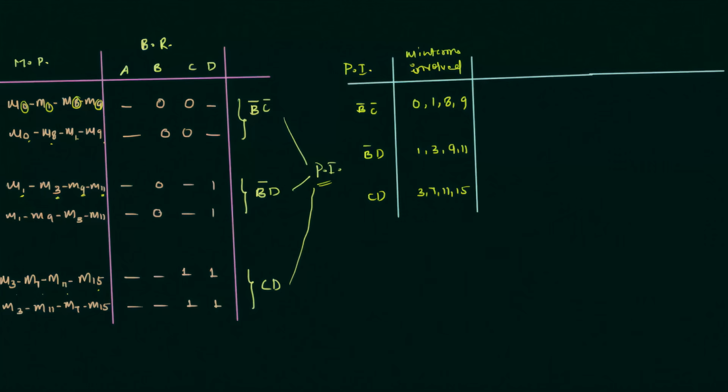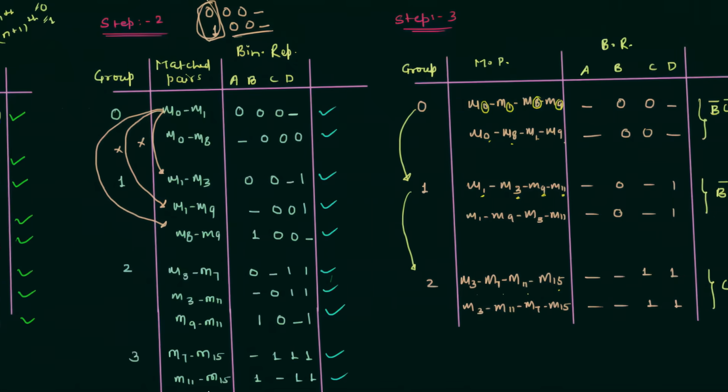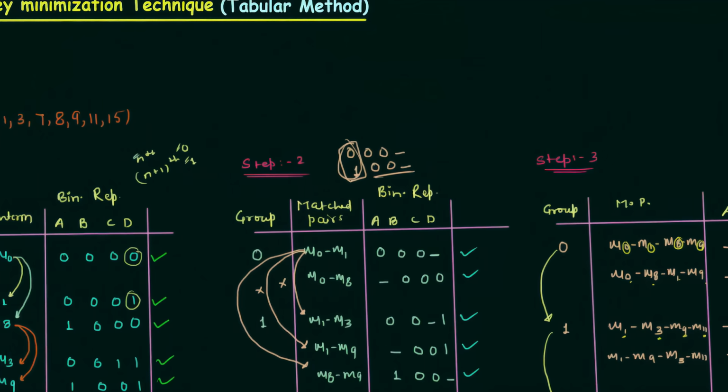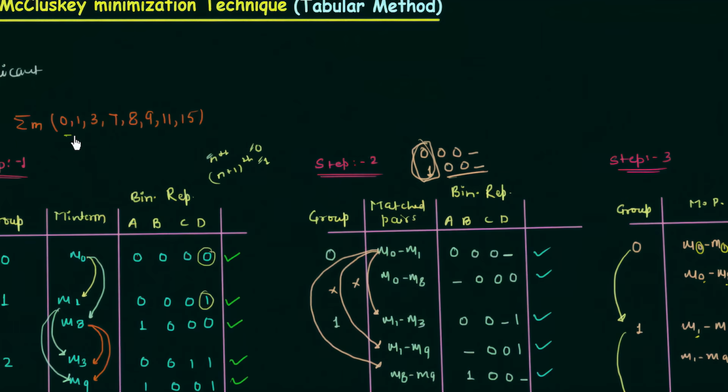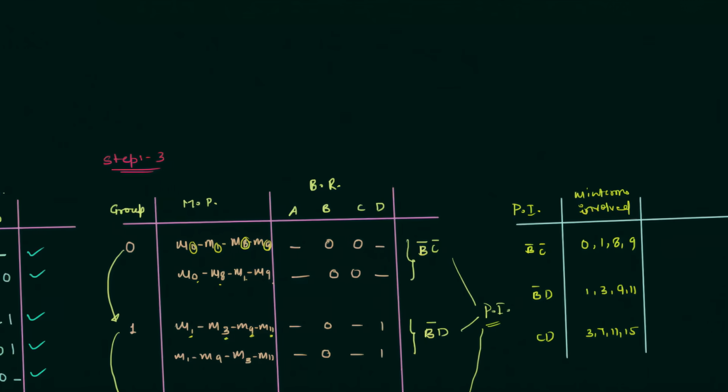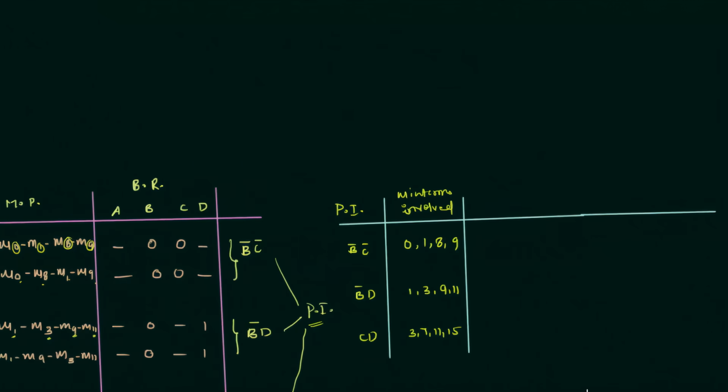If you see the problem, you will find out the given min terms: 0, 1, 3, 7, 8, 9, 11, 15. We have to write down this in the last column. 0, 1, 3, 7, 8, 9, 11 and 15.